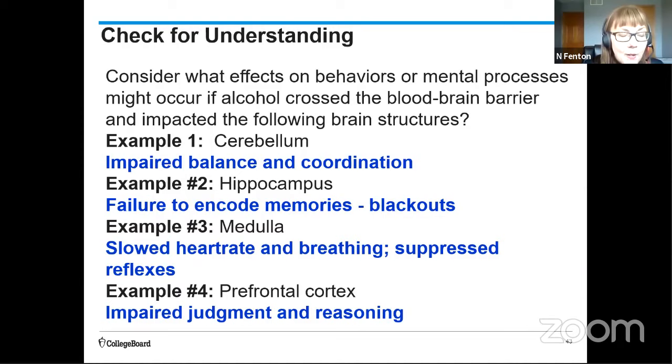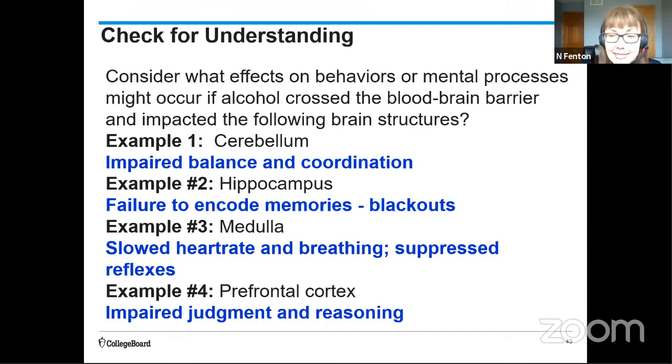So this is the part of the brain that helps people to plan, reason, make good decisions. So if this area is depressed, maybe individuals who are under the influence don't make good decisions. Maybe they think that they can drive. If you ask them when they were not under the influence, they would say, no, I would never drive while drunk. And so this depressed, impaired judgment area can have really scary consequences.